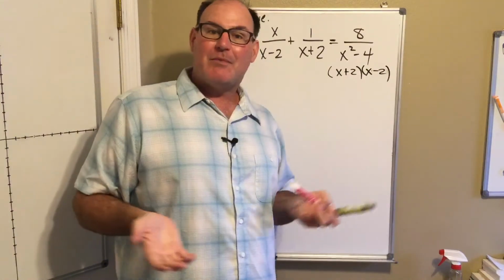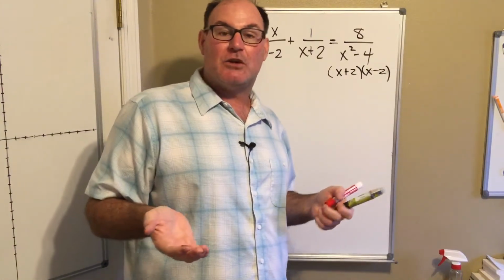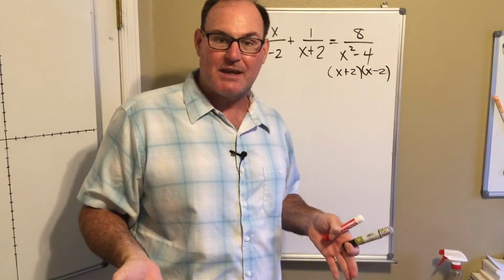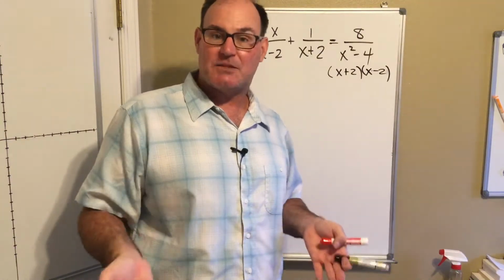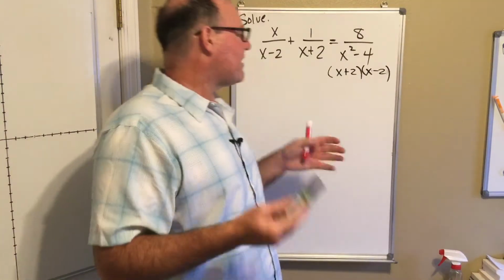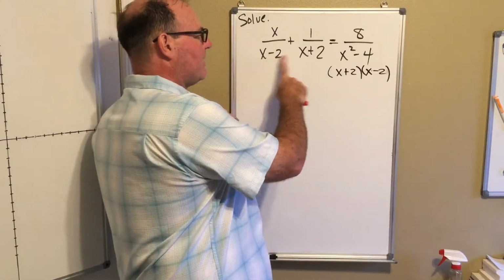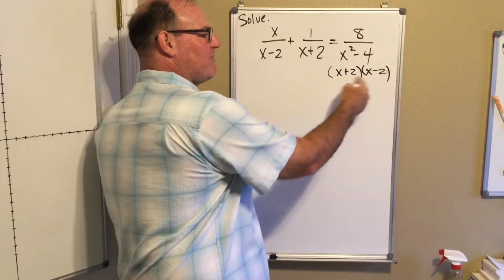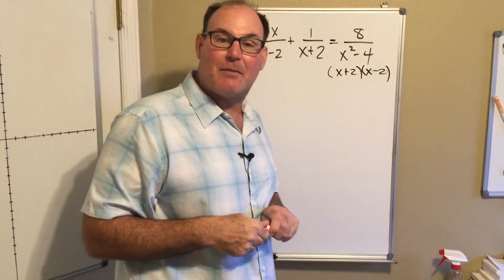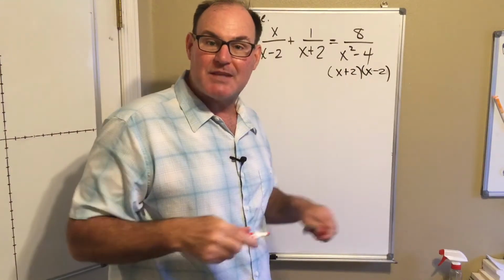In general, your common denominator shouldn't be too big of a deal to find. You just take one of every factor you see, and if there are powers, you take the highest power of the factor. So I see I've got an x minus 2, I've got an x plus 2, I've got the same factors here, so that means my common denominator is going to be x minus 2 times x plus 2.